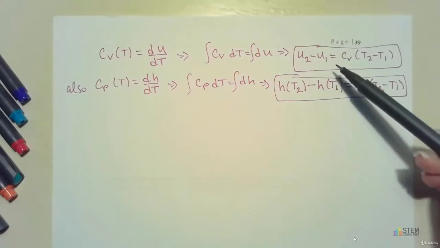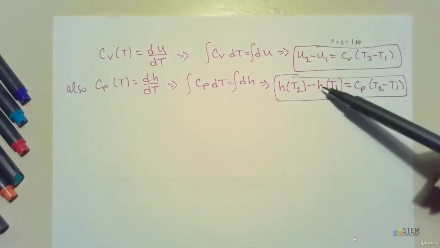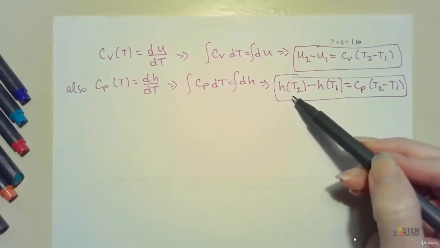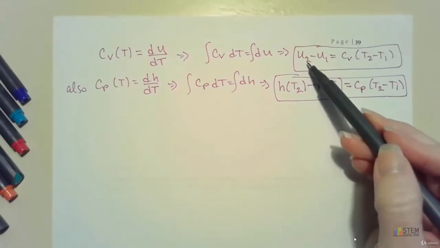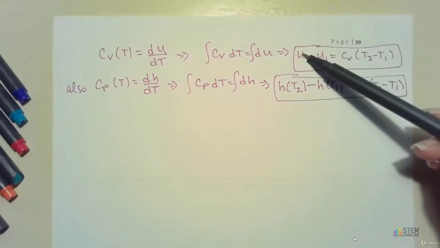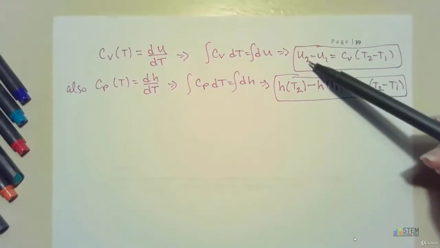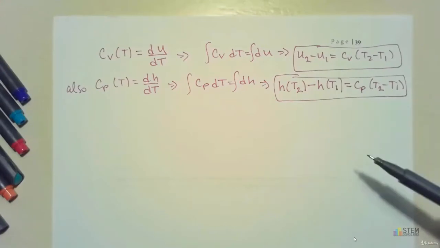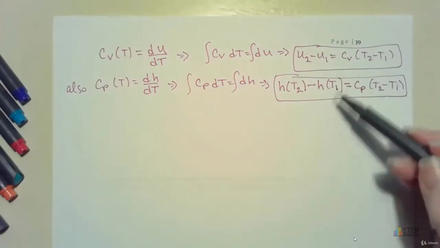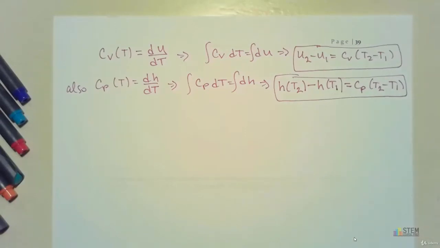And I just noticed when I was writing this out, I wrote these in different forms. This is essentially the same thing. I could have just written h2, or I could have written u at T2. Same thing. You're going to find your specific internal energy using your temperature at state 2, for example. So different notation, but same concept there.